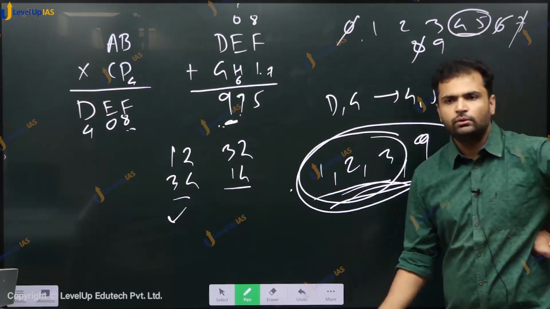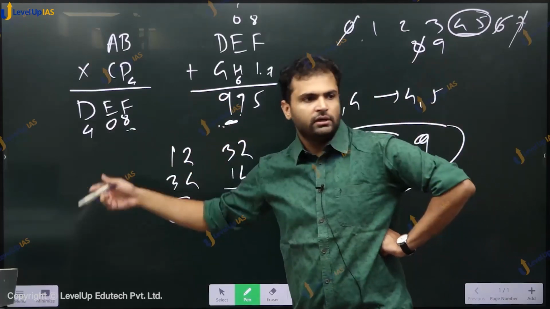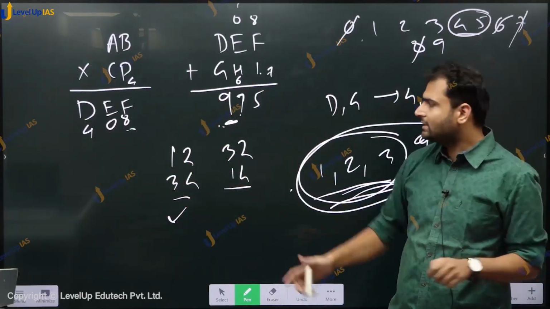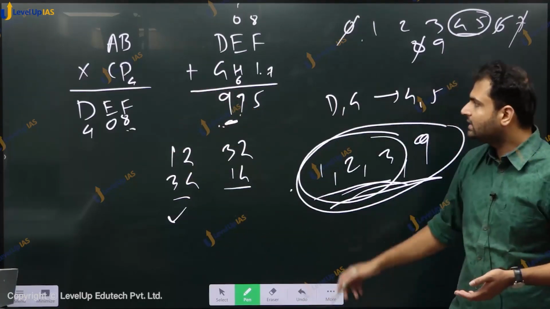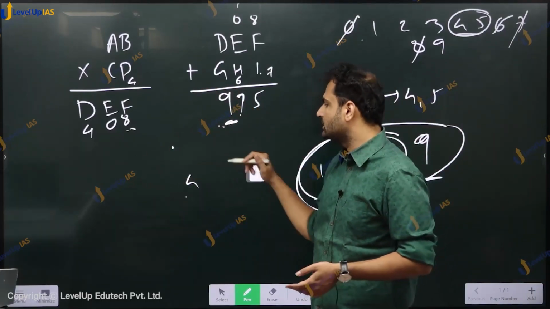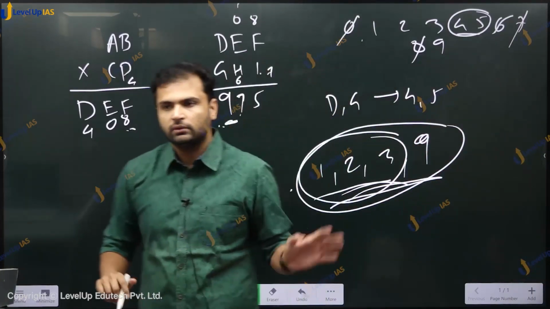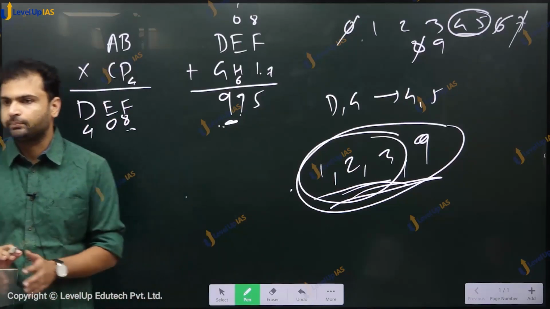If they had asked you to find individual values of ABC, this is something you could have done, but they have not asked. They have only asked A plus B plus C. So you don't need to do that. You can just say that ABC has to be 1, 2, 3 in some order. And so their sum is 1 plus 2 plus 3, 6. That is fine.